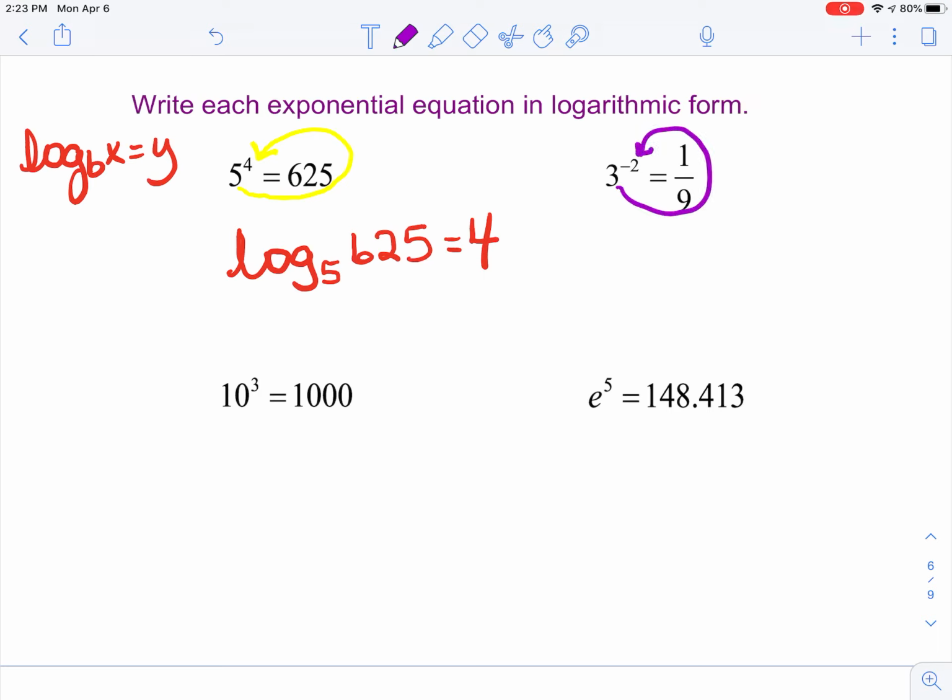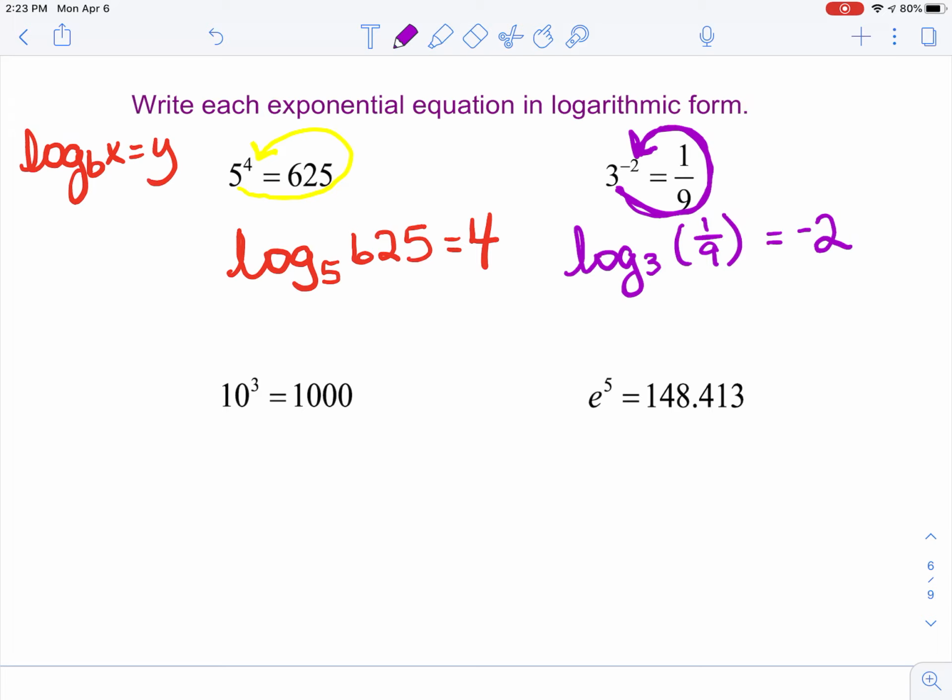Boom. Log base 3. And remember, it always equals the exponent. And so the 1/9 goes there. Log base 3 of 1/9 equals -2.